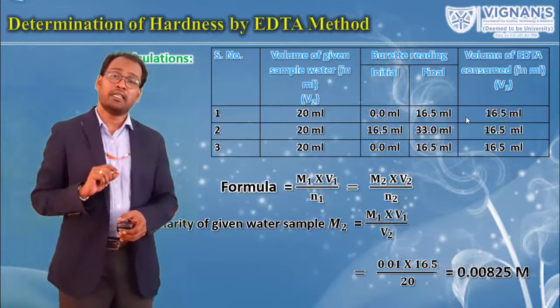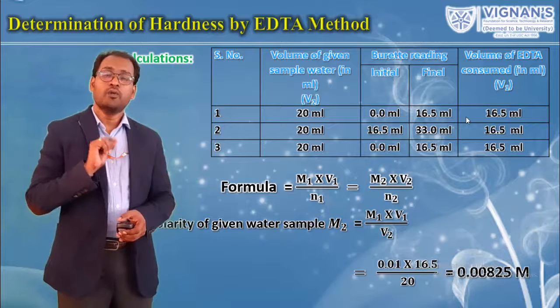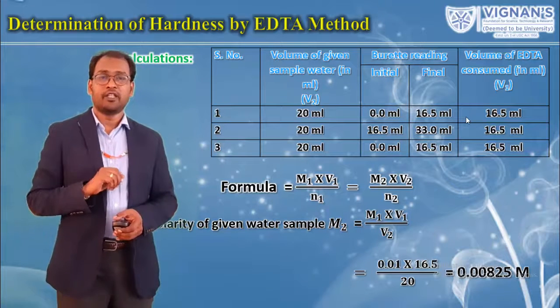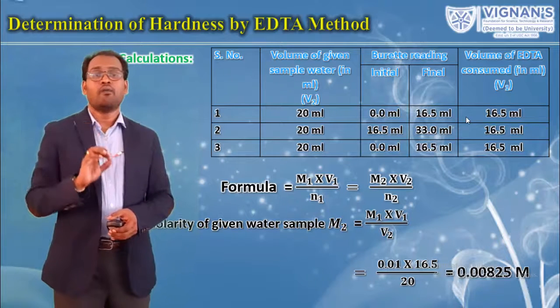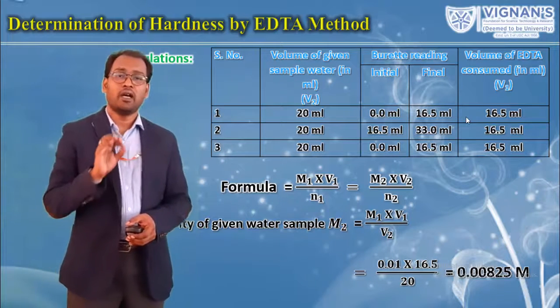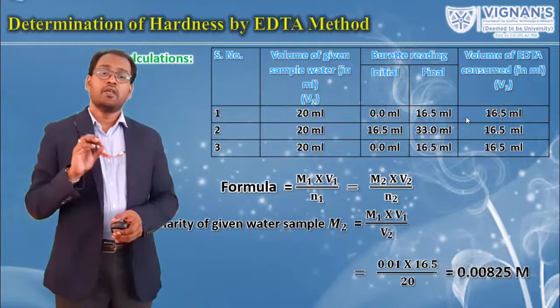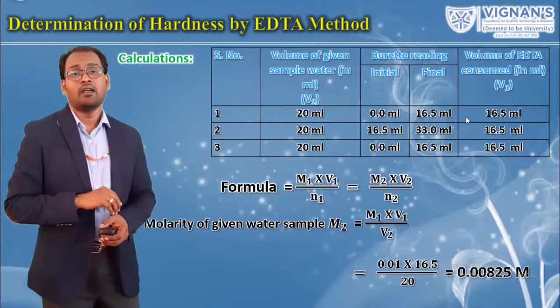So in this one, in these four components, the unknown component is M2, which is the strength of the water sample. You cross multiply it, reshuffle it, and you will get an equation of M2 equal to M1 into V1 divided by V2. So with this substitution of all the data, you will get the M2 value, which has been tabulated in this slide.